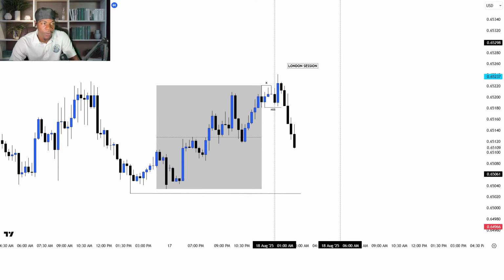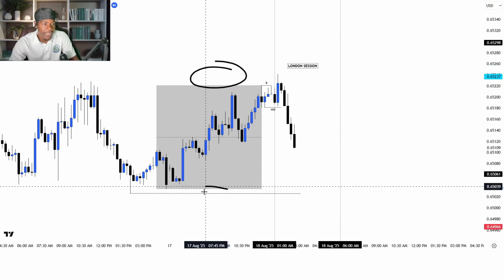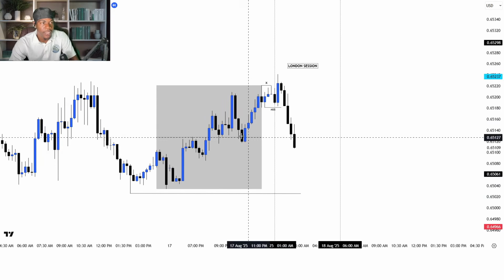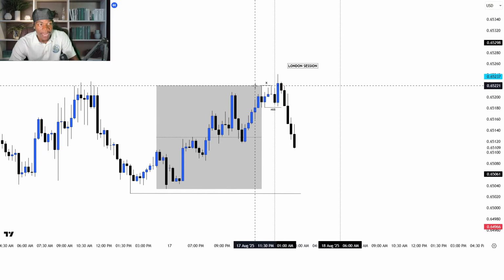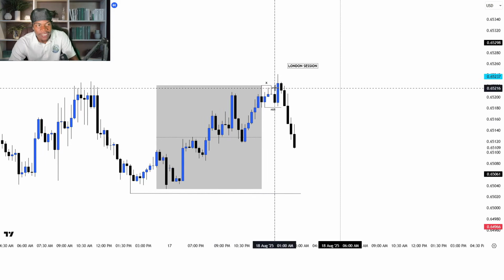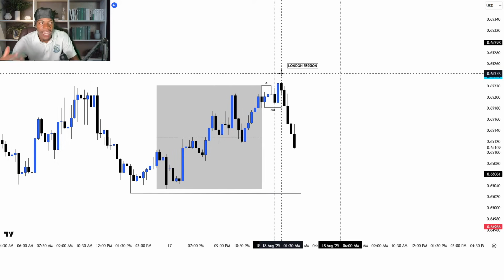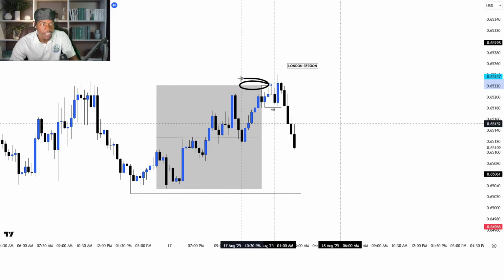because the Asian session harbors a lot of liquidity above and below the Asian session, right? So you can see right here, right after the Asian session ended, price left these equal highs. Always ask yourself this: why does price leave these relative equal highs, right?